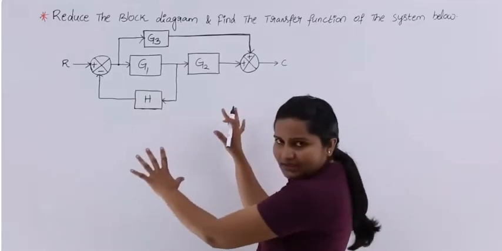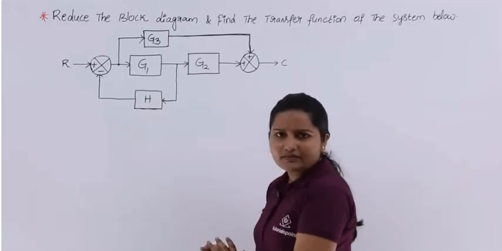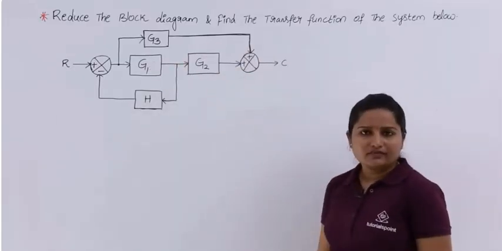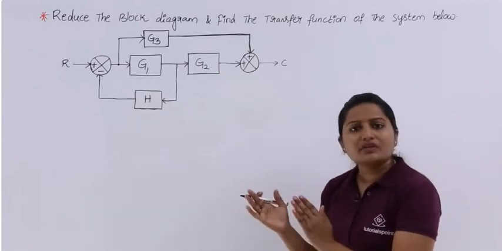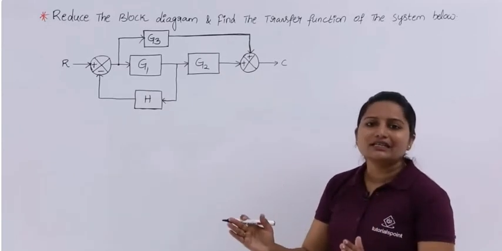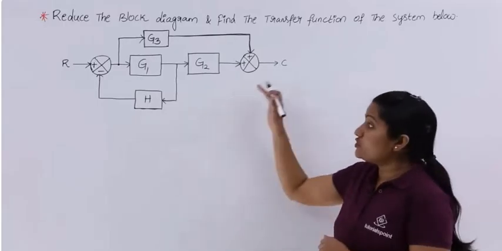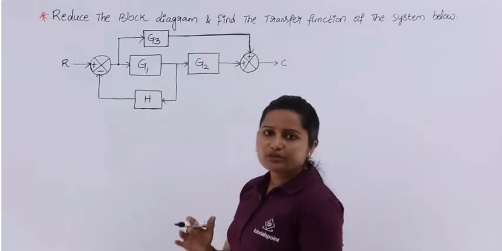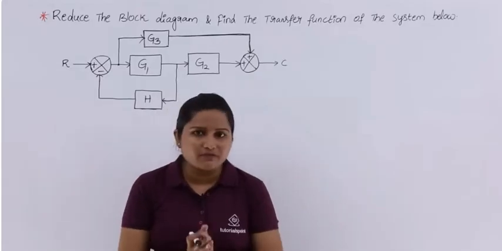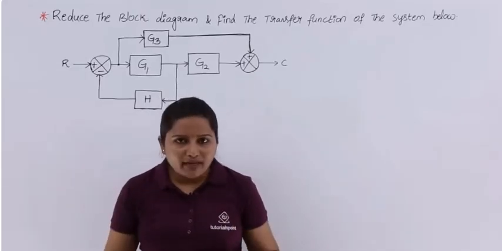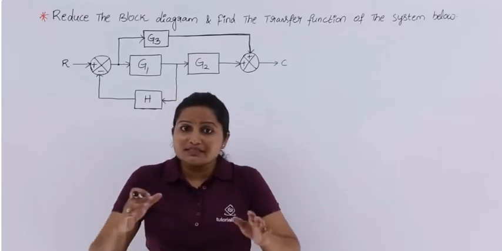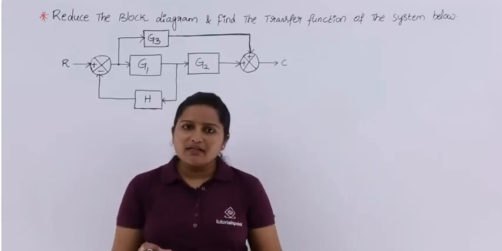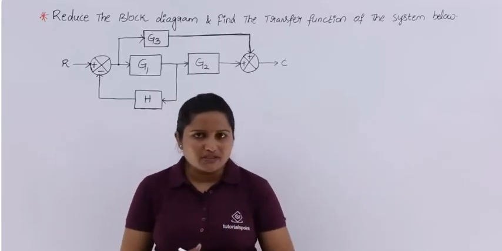For example, at this instant, how will we find the transfer function? We don't know C of S and we don't know R of S. If you have any single block in between C of S and R of S, you can consider that as the transfer function of your system. But you have multiple blocks. When you have multiple blocks between your input and output, you can't say that is the transfer function. So here we need to make all these different blocks into a single block by using the block diagram reduction method. Finally, that single block represents the transfer function of the system.